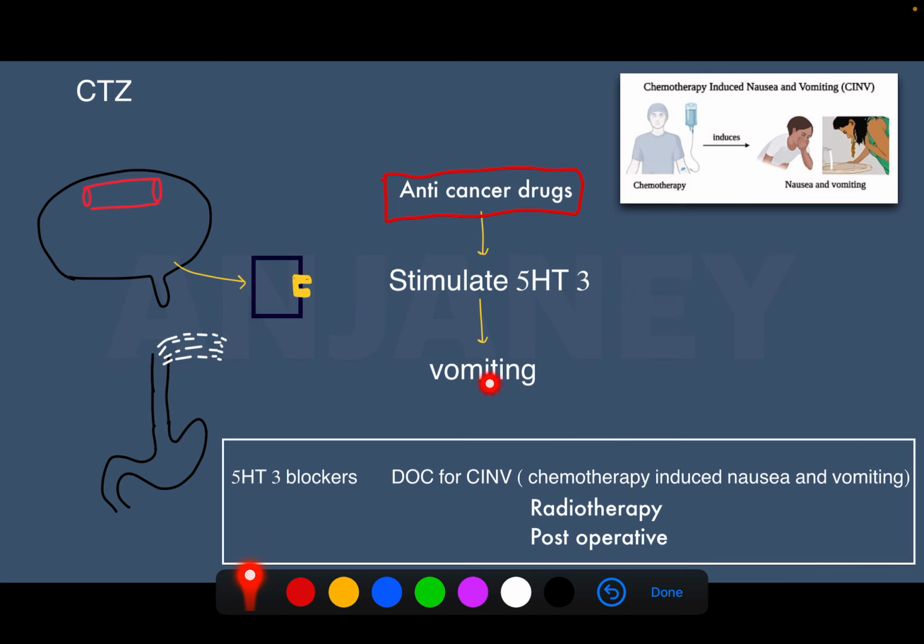So if I want to prevent this vomiting, I have to give a blocker, right? And the blockers are 5-HT3 blockers, which are the drug of choice for chemotherapy induced nausea and vomiting. Whenever a person has cancer, as part of treatment we give chemotherapy, and this induces nausea and vomiting because it stimulates this area. So we need to give these blockers which will block these receptors. So for chemotherapy, radiotherapy or post operative nausea and vomiting, the drugs of choice are 5-HT3 blockers.